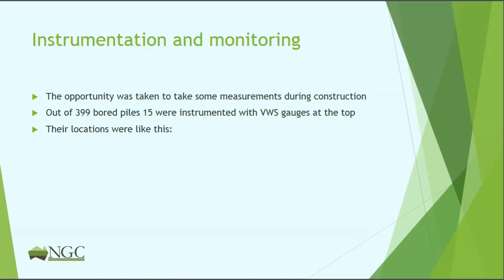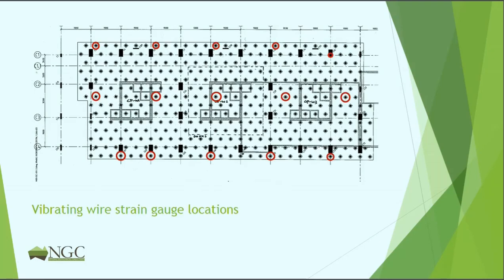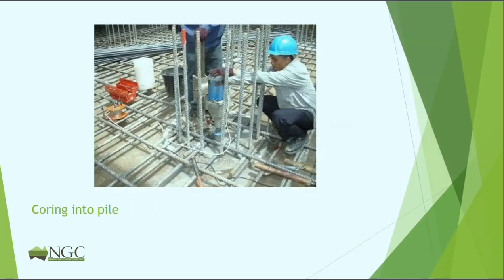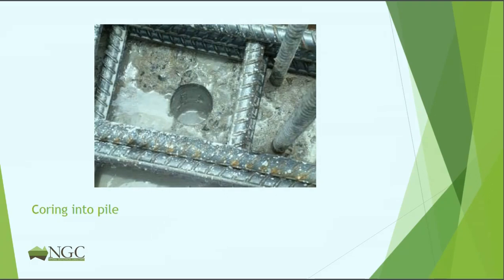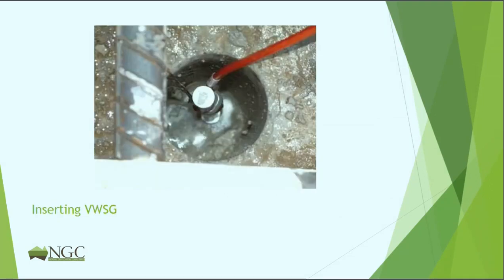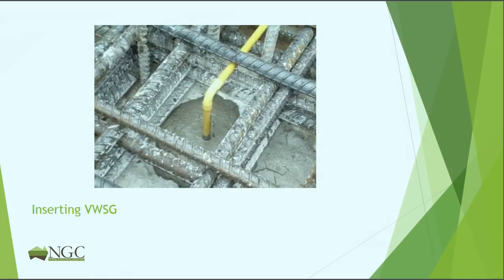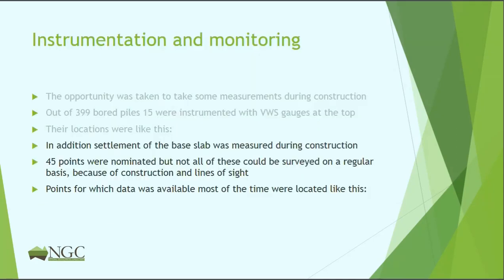Out of those 399 piles, we instrumented 15 of them with vibrating wire strain gauges at the top. Their locations were distributed like those red circles that you can see, so a reasonable distribution across the whole foundation. We cored holes in the top of the pile. We took the piece of core away and tested it in the laboratory to determine the modulus. We put a sister bar with a vibrating wire strain gauge into it, grouted it in, and took the cables away to an instrument house.